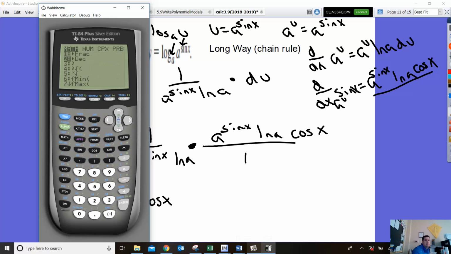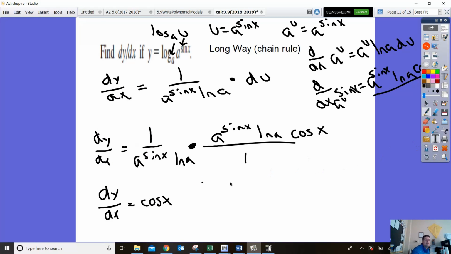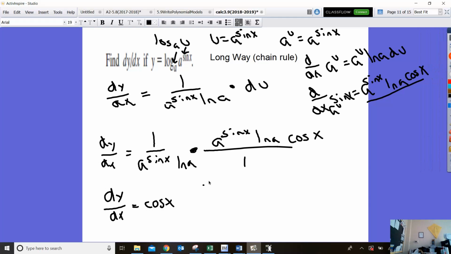This calculator is new enough. Yeah, it's got log base. Log base 2 of 2 is 1. So log base a of a is 1. That's your shortcut. The reason I did this the long way was to remind you that when you look at things, think about manipulating them first.